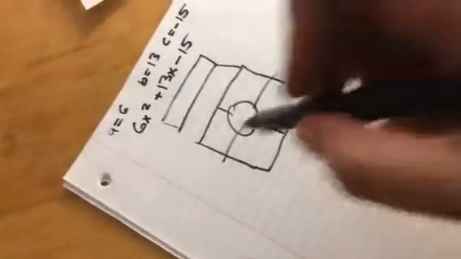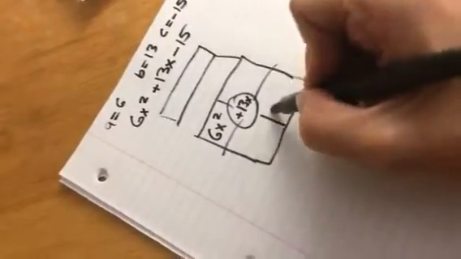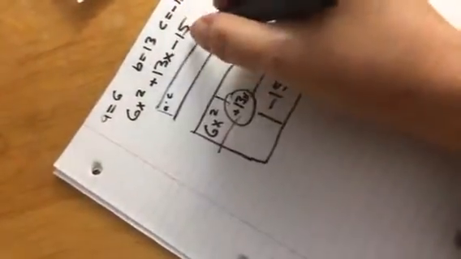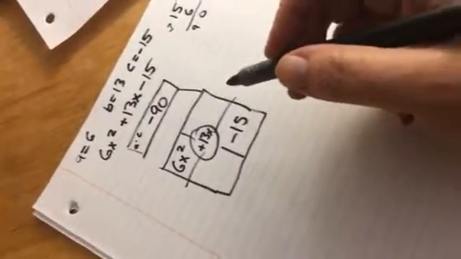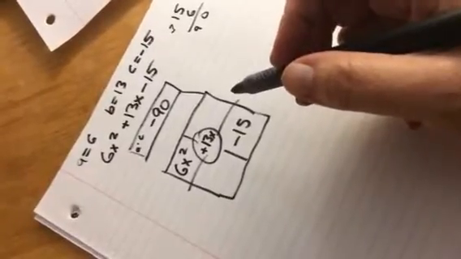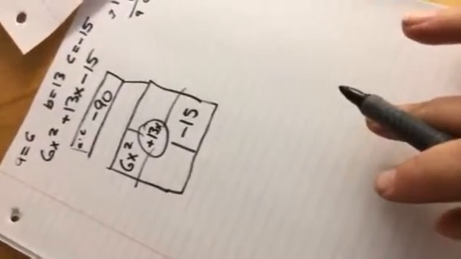And diagonally in the boat, you write your original trinomial. And up here is a times c, 6 times negative 15. Remember, if you don't know, then do the math. And that's negative 90. So now we're looking for a product of negative 90 and a sum of positive 13. And you might not know that off the top of your head.